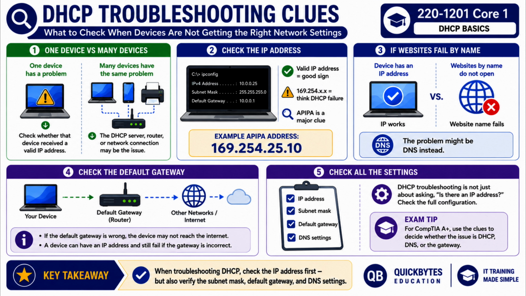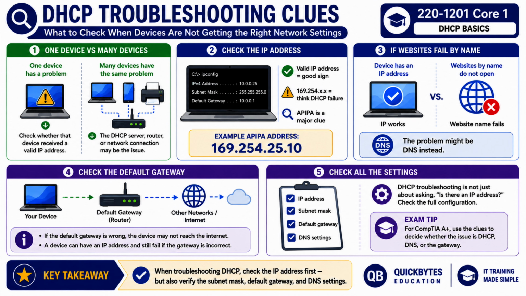Here are some common DHCP troubleshooting clues. If one device has a problem, check whether that device received a valid IP address. If many devices have the same problem, the DHCP server, router, or network connection may be the issue. If the device has a 169.254 address, think DHCP failure. If the device has an IP address but cannot open websites by name, the problem might be DNS instead. If the device has the wrong default gateway, it may not reach the internet.